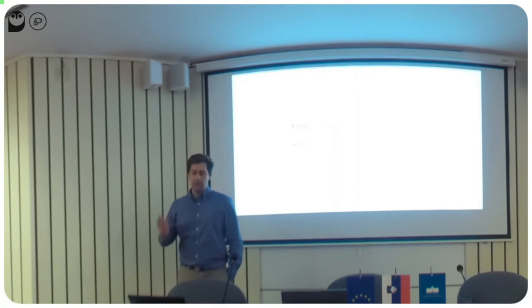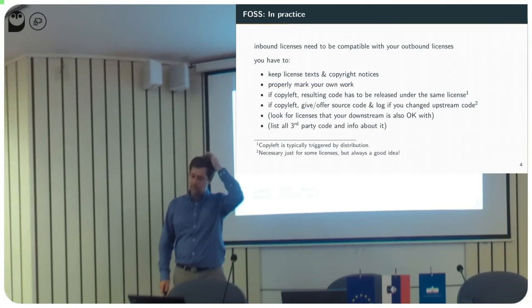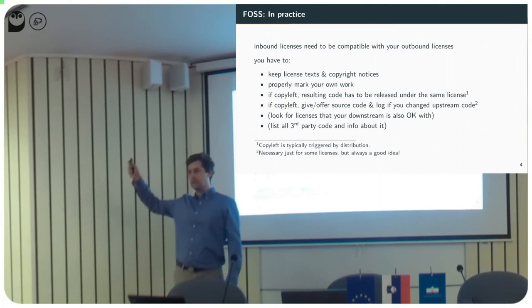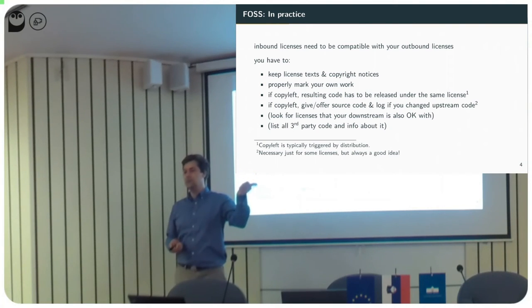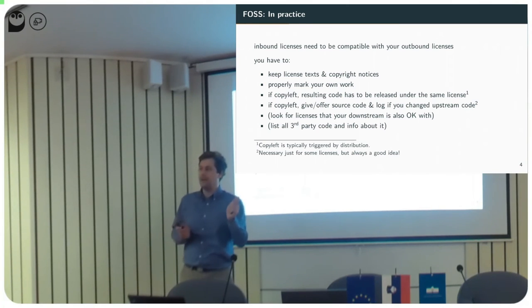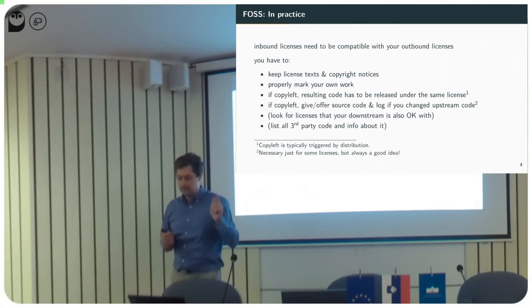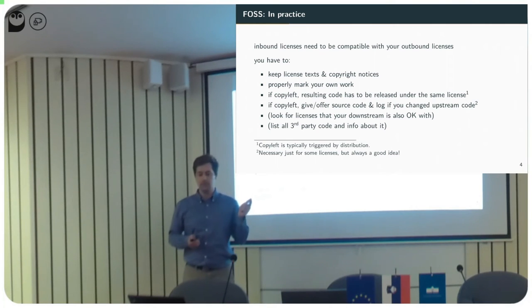Okay, so what do you need to watch out for? This is going to be a lot of repeat stuff, so I'm going to be reading. You need to make sure that the inbound licenses are compatible with each other, and that they're compatible with your own license or outbound license. You need to keep the license text in place, and you just learned how you do that really easily with the REUSE tool, and that you keep all the copyright notices, which again could be easy, just don't remove them. It's weird how many people just remove them, and it's super simple to comply with that. You just don't do anything with them. Then properly mark your own work, which we already covered. Then if copyleft, then this, and then you need to offer source code, etc.